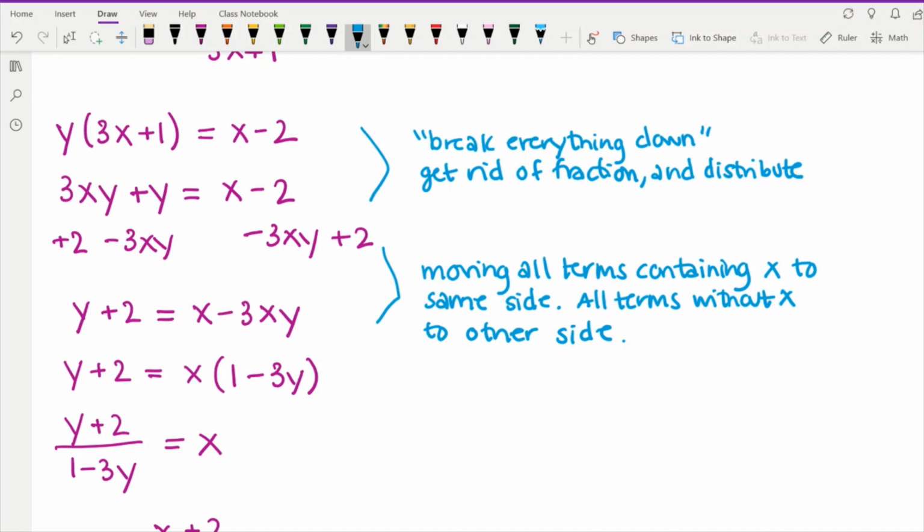So next, what you're going to do is factor out an x, because everything on that side has an x in it, so you can factor out an x. And then the last thing you're going to do is solve for x. And then from here, it's the same as the other ones.